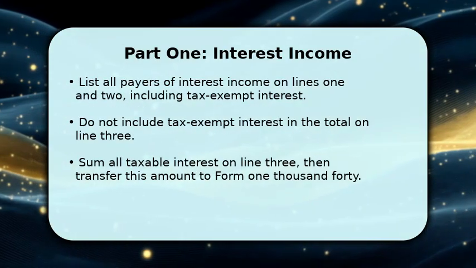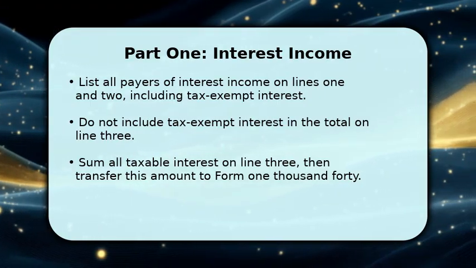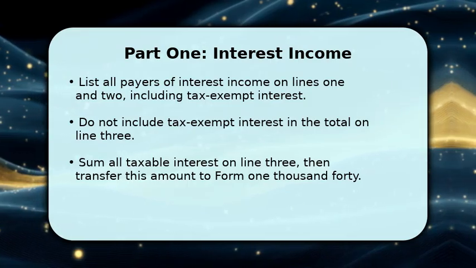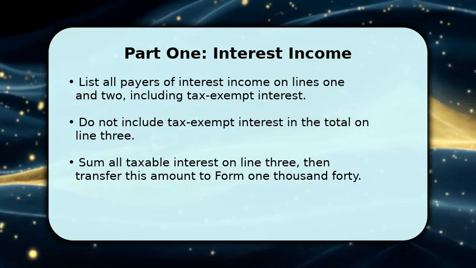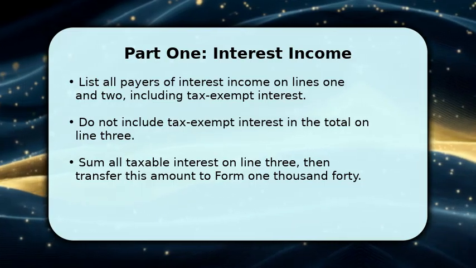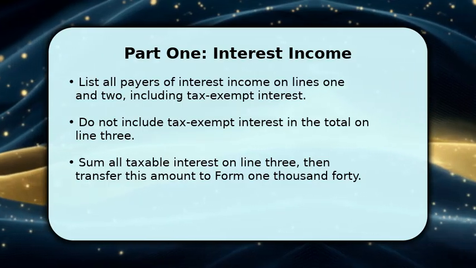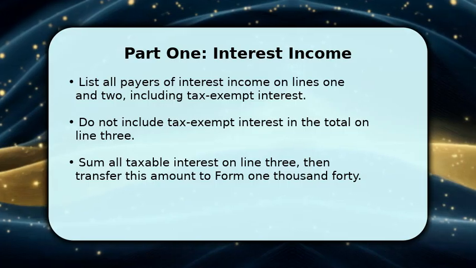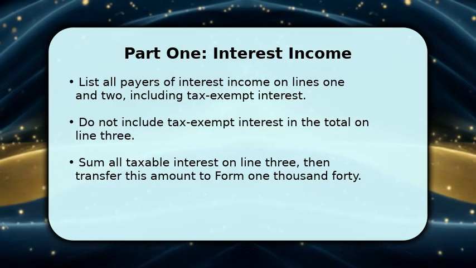Now, let's move to Part 1, which covers interest income. On lines 1 and 2, you'll list all sources of interest income, including any tax-exempt interest. However, remember not to include the tax-exempt interest when calculating your total taxable interest. Once you've listed everything, sum up all your taxable interest on line 3. This total amount from line 3 will then be transferred directly to your main Form 1040.